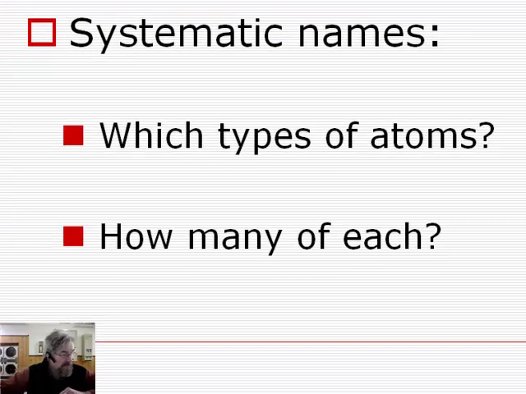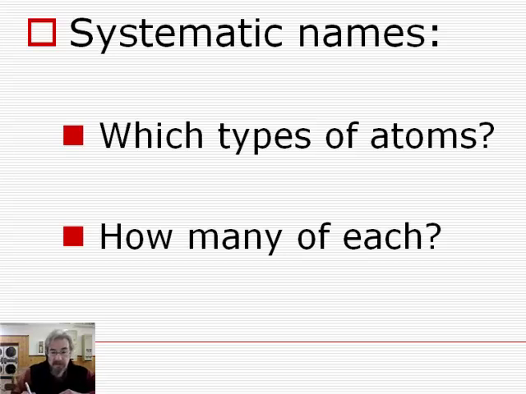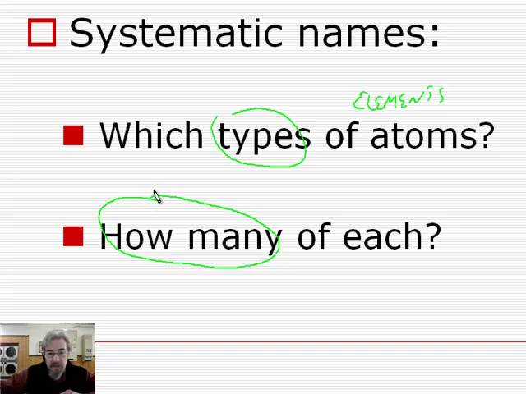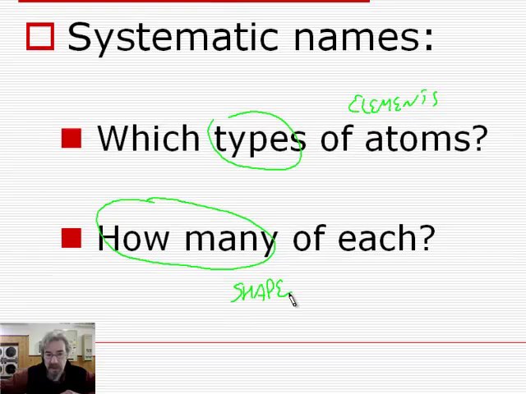Systematic names have to specify two things. They have to specify which types of atoms are there, in other words, what elements you see in the compound, and how many of each there are. And then as the molecules get more complicated, there's another thing that has to be shown, and that is something about the shape. The name has to give us some indication of the shape. And that's where that complicated name for ibuprofen came from. A lot of those terms were indicating shape.